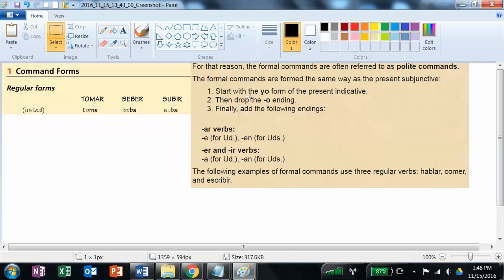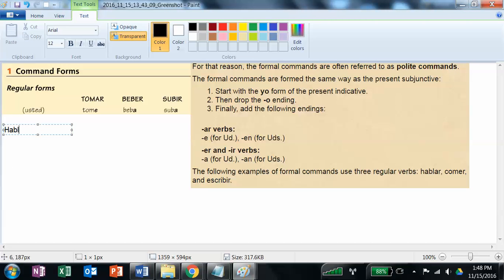Okay, so if it's an AR verb, it's going to get an E, and if it's an ER or IR, it's going to get an A. And I'll just put that over here. So the first step is that you're going to start with the yo form of your verb. So if we have the verb hablar, what we're going to do is write the yo of hablar in the present tense.